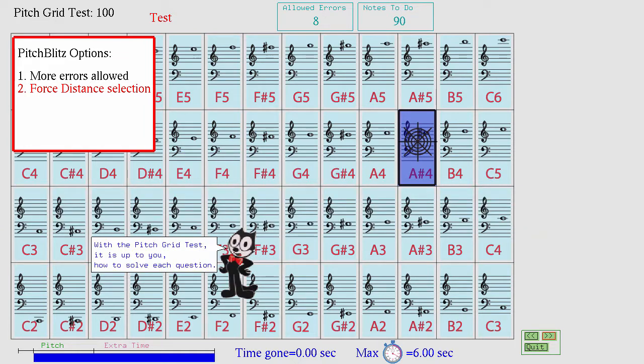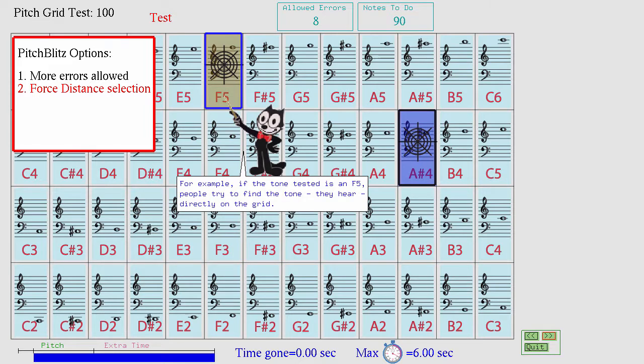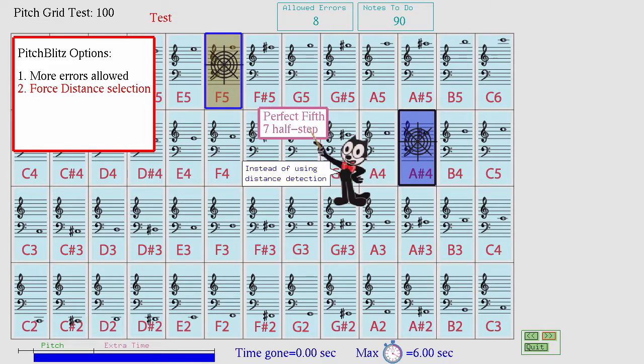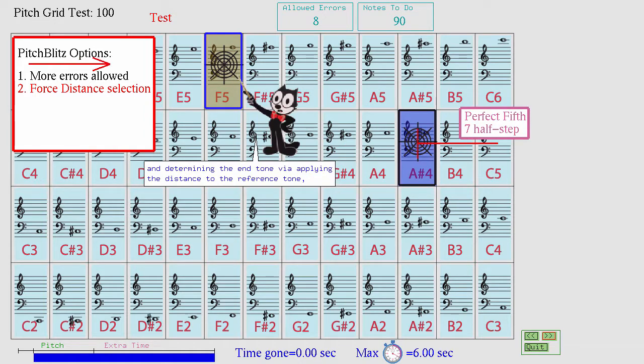With the Pitch Grid test, it is up to you how to solve each question. Unfortunately, many people are tempted to answer the question according to absolute pitch. For example, if the tone tested is an F5, people try to find the tone they hear directly on the grid, instead of using distance detection and determining the end tone via applying the distance to the reference tone.